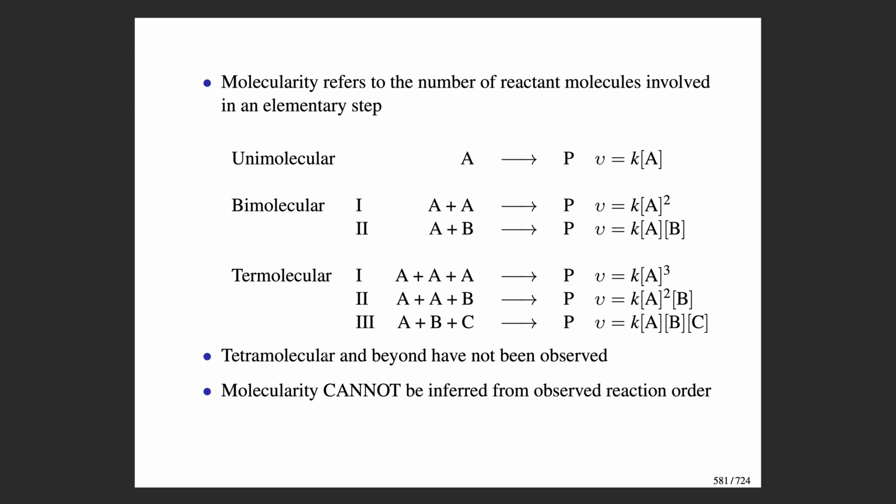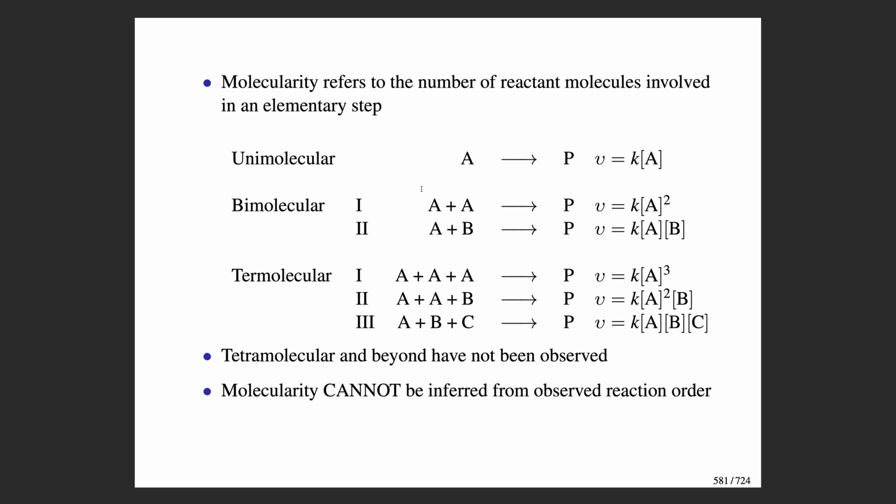So when talking about the molecularity of an elementary step, it basically refers to the number of reactant molecules in that elementary step. And so for an elementary step where you have a single entity becoming a product, we call that unimolecular. And so that would have a first order type of kinetics. So the rate for this unimolecular elementary reaction step would be a rate constant times the concentration of that reactant.